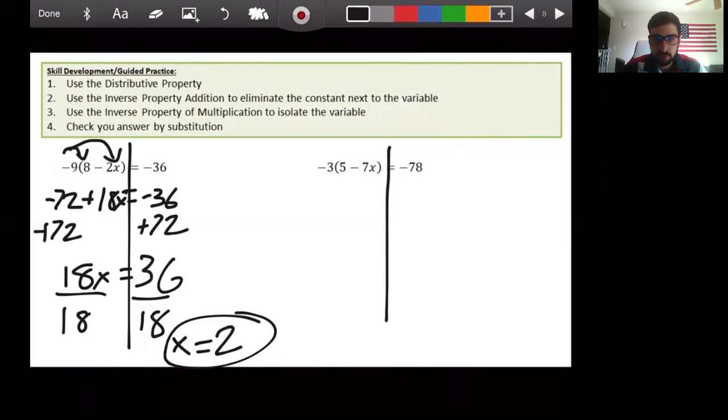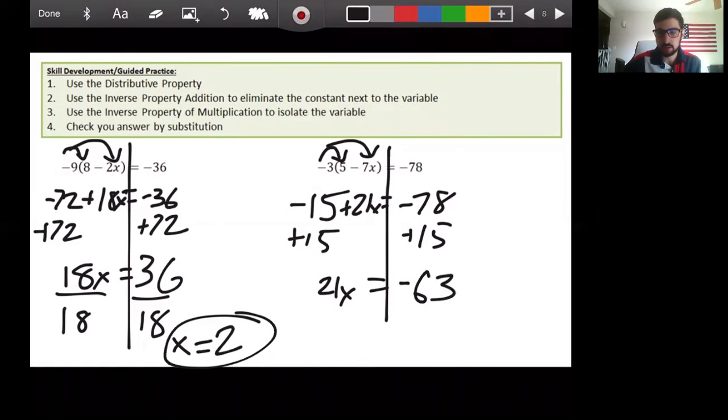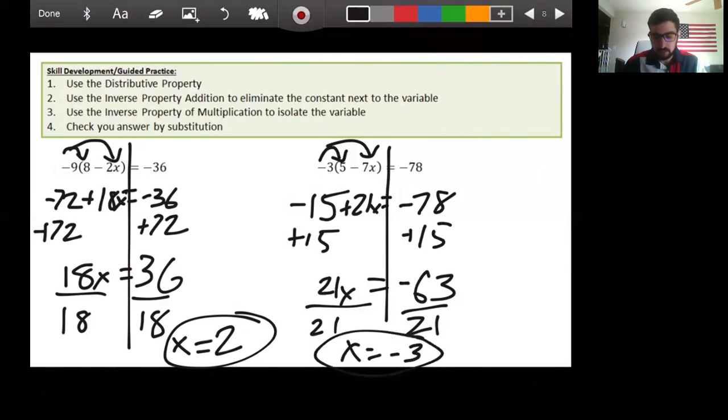So one on the right, we're going to build our wall. Then what you should do here, multiply, you're going to distribute first. -15 plus 21x is equal to -78. We're going to add 15, add 15. 21x is equal to -63, I believe. Let me double check. Yep, -63. Notice I plug that into my calculator just to make sure. Divide by 21, divide by 21. And we get x is equal to -3, because that negative divided by a positive is still a negative.